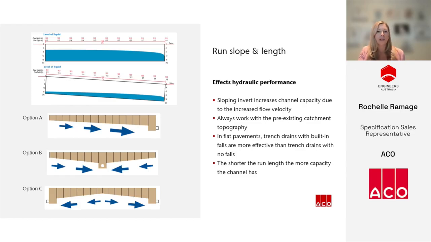Run length also matters. The shorter the distance to the outlet, the more capacity the channel has. This is the characteristic of non-uniform flow. As water enters along the run, the depth and velocity change, so shorter runs perform better. If you look at the three options on the slide, options B and C will always handle larger catchment areas than option A, simply because they reduce the run length to the outlet. It's a simple design decision that can dramatically improve performance.